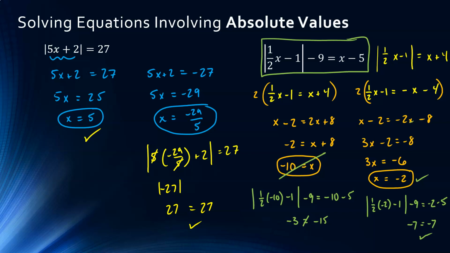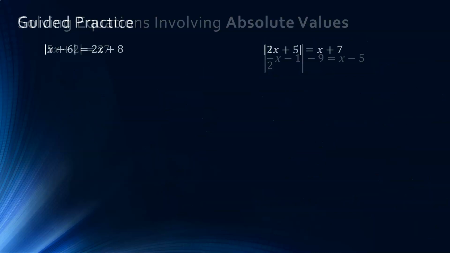So again, it's very important you check your answers. If you don't do that, and if you say that your solution here would have been x equals negative 10 and x equals negative 2, you'd lose points.